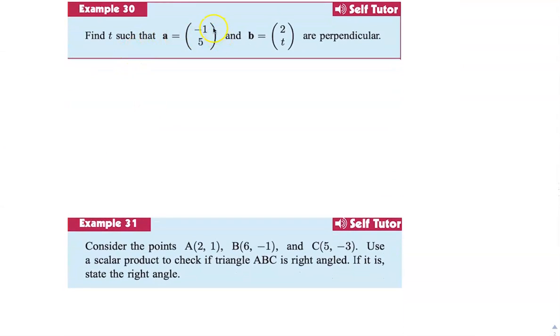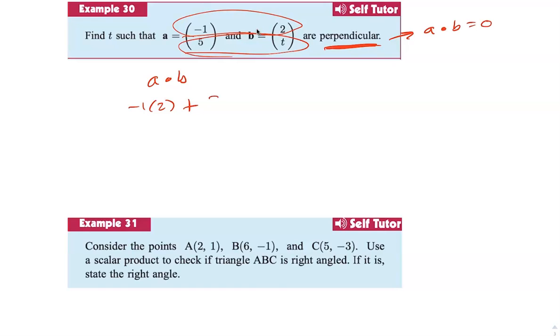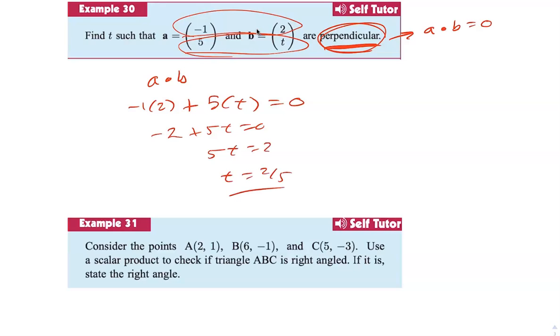Find t such that this vector and that vector are perpendicular. So when you see that, you just go, okay, that means the dot product should equal 0. Again, it's only for perpendicular or right angle, however you want to think about it. And all we do is the dot product, right? So I'm gonna do a dot b. That means you multiply the corresponding parts. -1 times 2 plus multiply the bottom parts, 5 times t. And since it's perpendicular, it should equal 0. Now it's just an easy math problem. 5t equals 2, t equals 2 over 5. There you go.